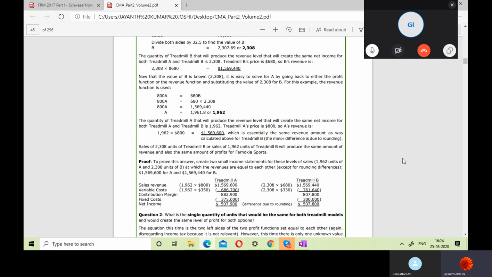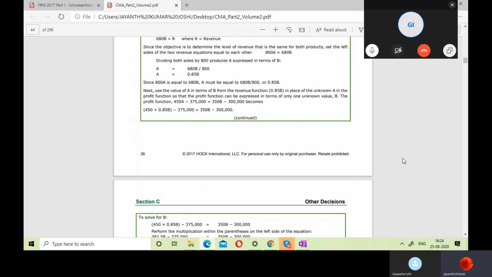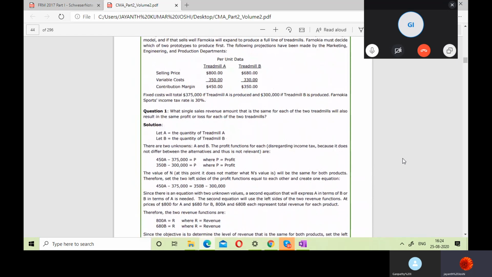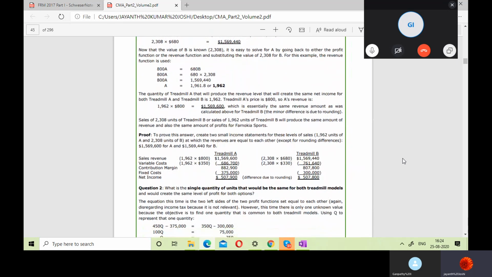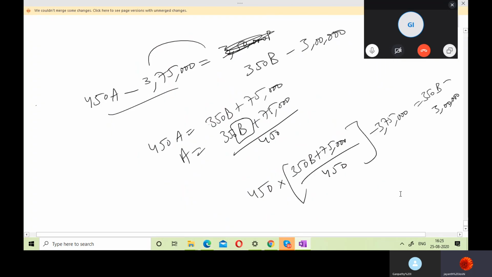Now, A and B are the quantity of treadmill A and the quantity of treadmill B. So for sales revenue, you are selling it for 800. We got the quantity of A and the quantity of B; A and B we assumed as quantities. I am telling you, you solve it, you'll surely get the answer.